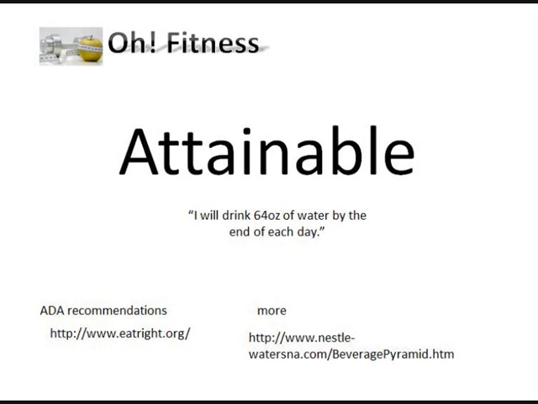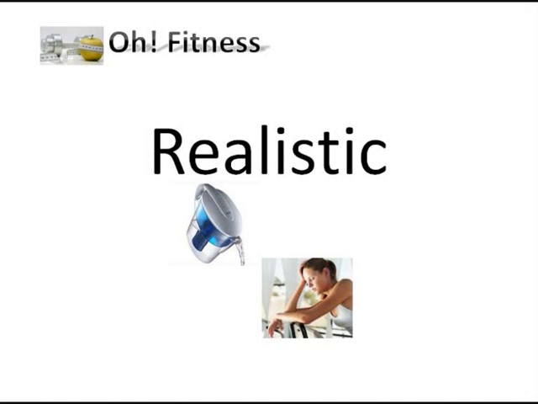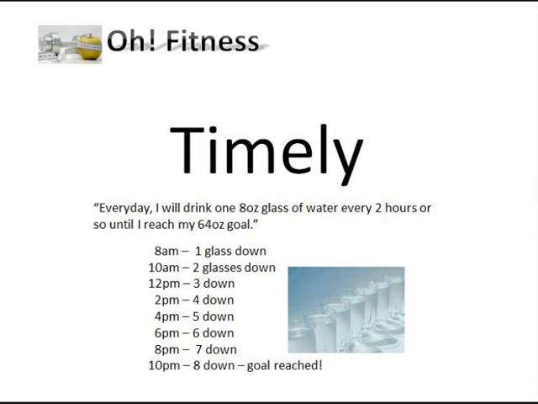So drinking 64 ounces of water a day probably isn't realistic if you try to do it after you get home after an 8-hour workday. So let's modify the goal statement again. Every day I will drink 1 8-ounce glass of water every 2 hours or so until I reach my 64-ounce goal. In this goal statement, a time limit has been placed on water intake within the day, making each little task very achievable. And it might look something like this.